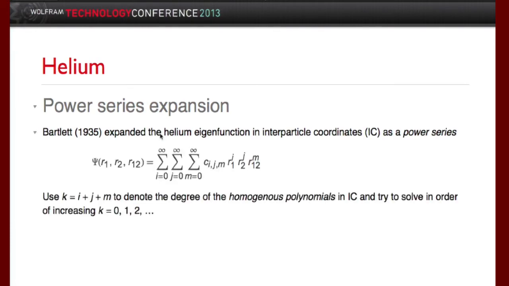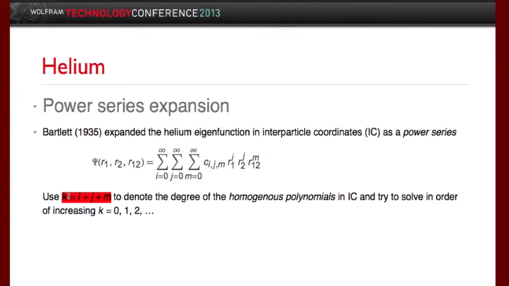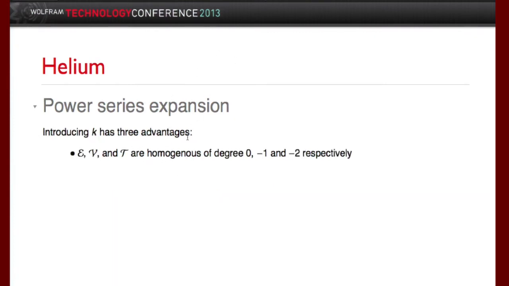And if we now try and do series expansion, we'd like to solve this problem and say, can we write the solution as a triply infinite sum in powers of R1, R2, and R12? And we define K to be I plus J plus M, and that is the degree of homogeneity of our solution to the problem. And we can solve through looking at the Schrödinger equation, we can try and solve this in order of increasing K. So if we try and do that, introducing K has advantages.